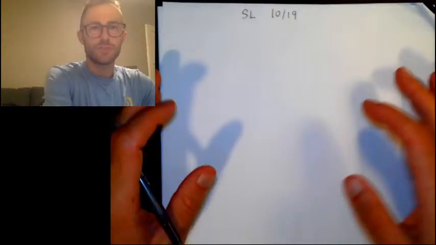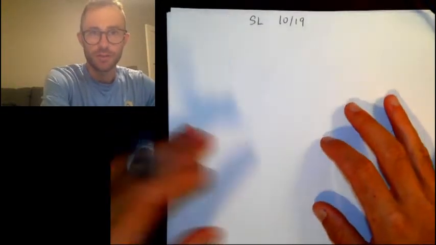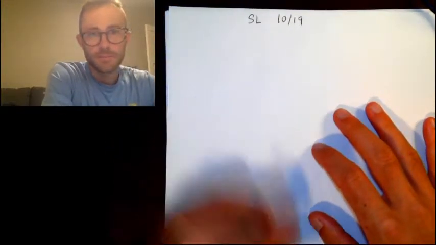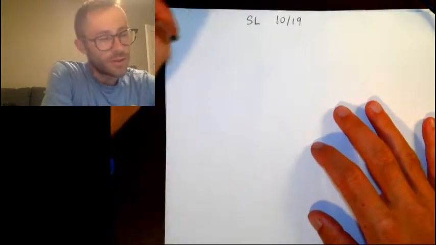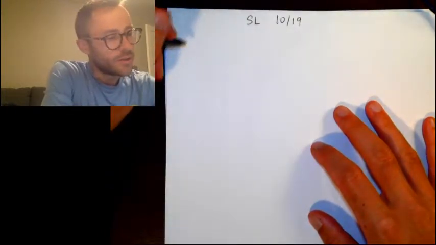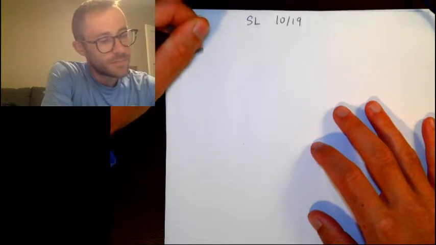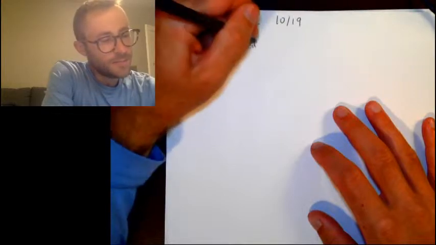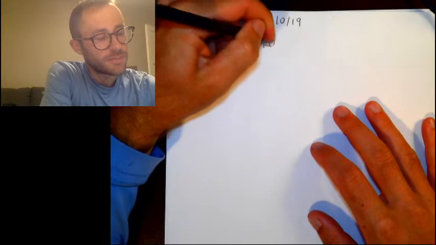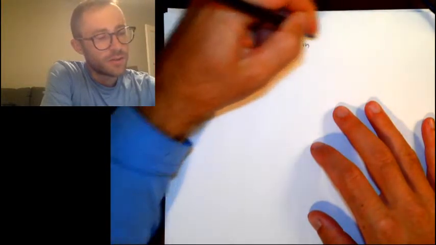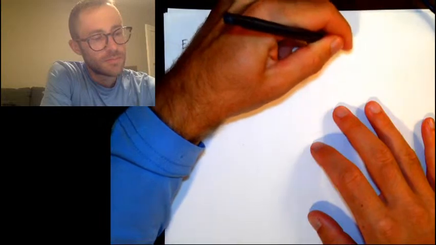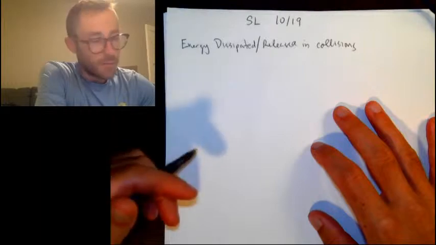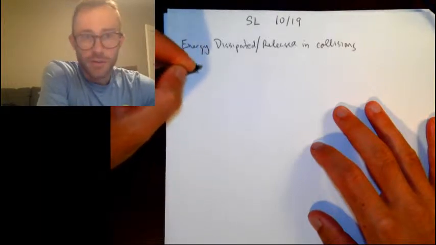So this is our second momentum lesson, okay? And so the first thing I wanted to talk about is energy dissipated/released in collisions. Okay. So let's do an example problem. It's easier explained with an example.